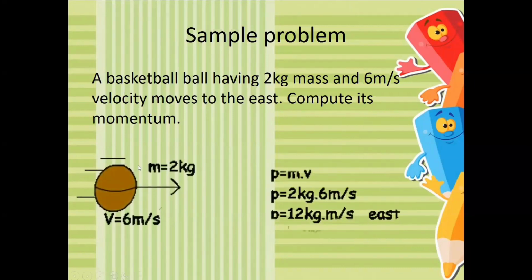So, given mass of 2 kilogram and a velocity of 6 meter per second. Since we said that momentum is the product of mass and velocity, we can write the formula as P equals mv, giving you 2 kilogram multiplied by the value of velocity, which is 6. 2 times 6 is 12, giving you a momentum of 12 kilogram meter per second east. Can you get it? Let's try another sample.